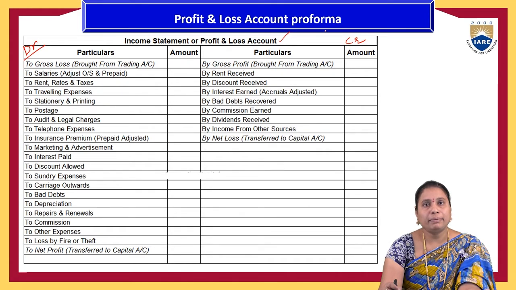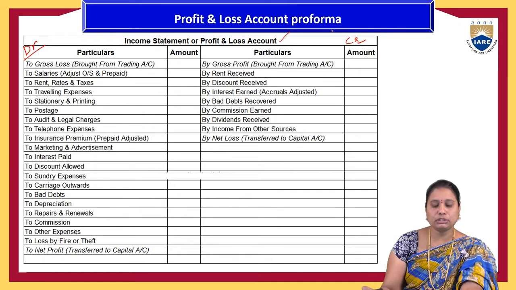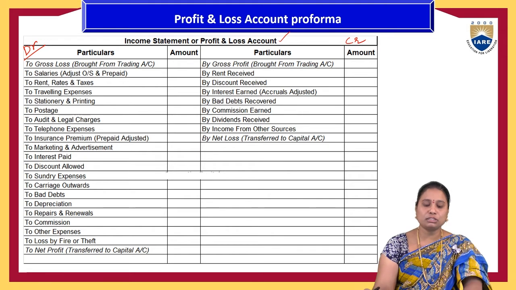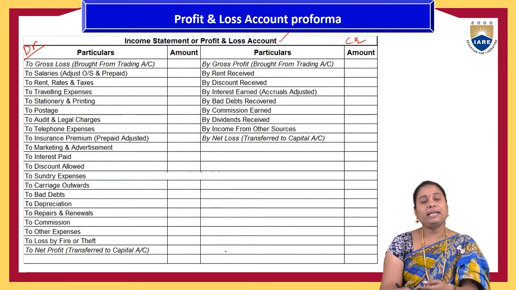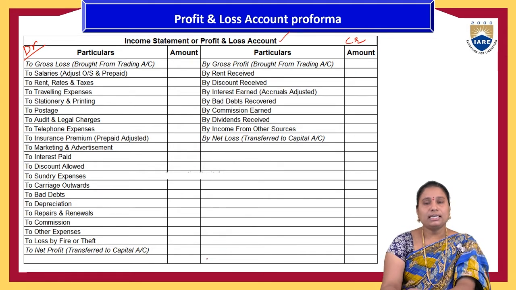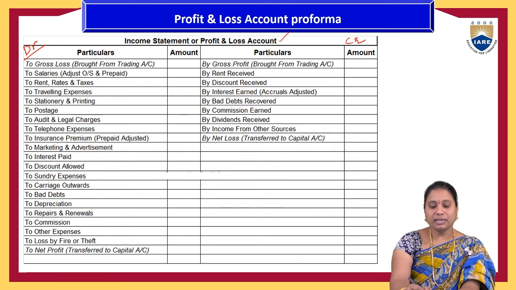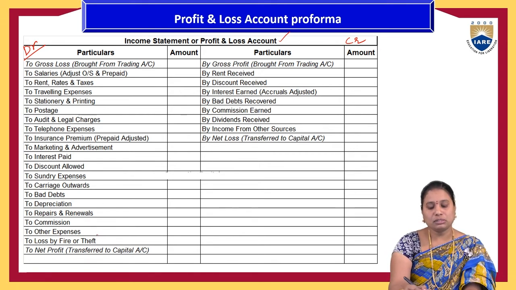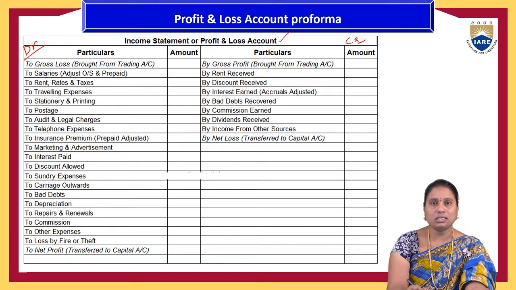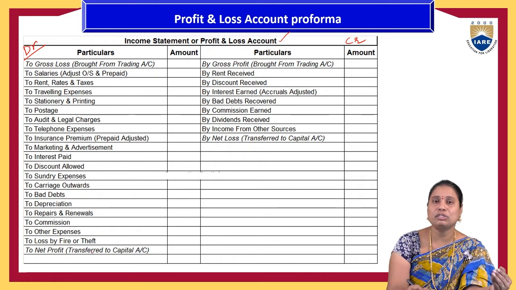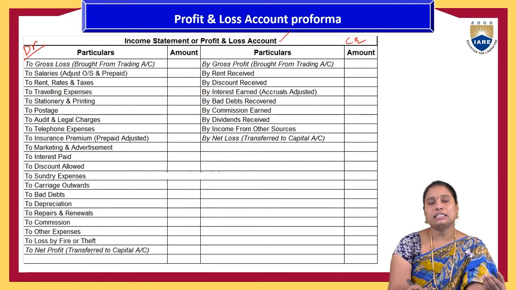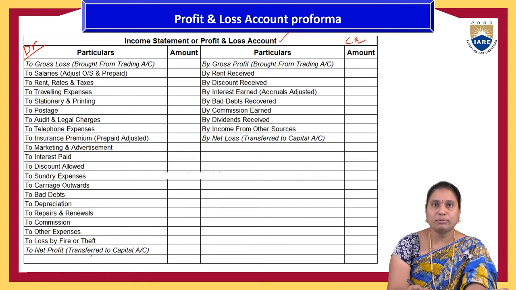Then, the indirect expenses of the business, like salaries, rent, rates, taxes which they have paid, travelling expenses, stationery, printing, postage, audit, legal charges, telephone charges, insurance premium, marketing and advertisement charges, interest paid, commission paid, any expenses which they have paid, repairs and renewals, other expenses, loss by fire, theft, etc., have to be mentioned on the debit side, that is, the indirect expenses related to the manufacturing of a product.